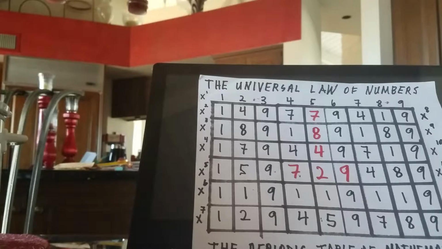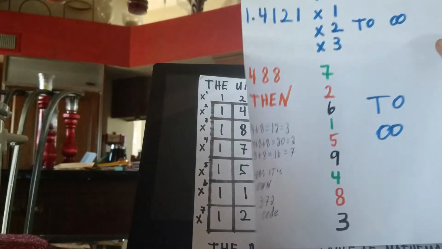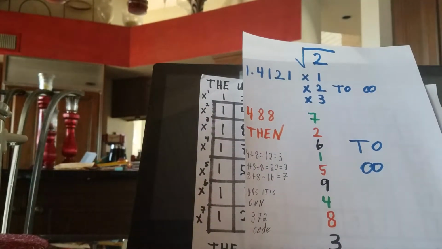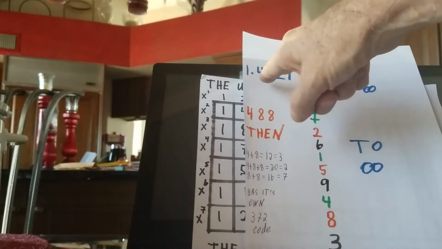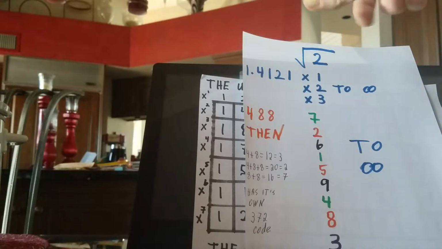And that's what that is. So now we're going to go on to the square root of 2. Basically, I use the same system. I just take the first numbers of the square root of 2, which is 1.4121. I add 1.4121 to that number, and then add 1.4121 to that number.